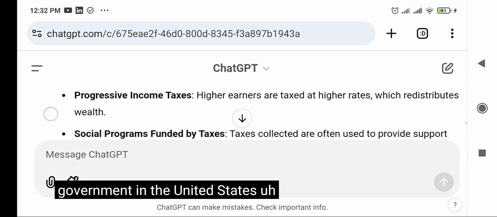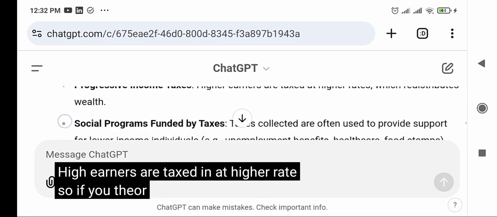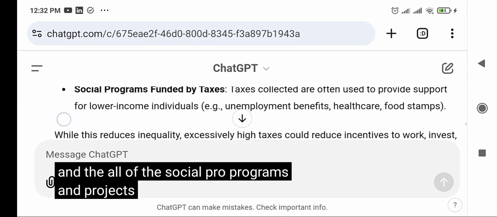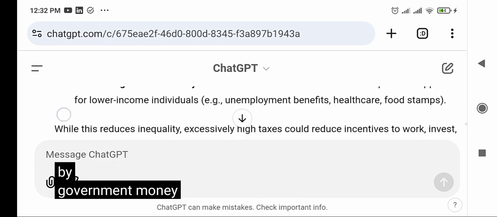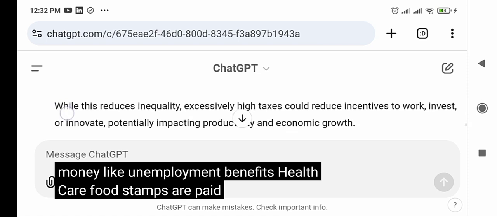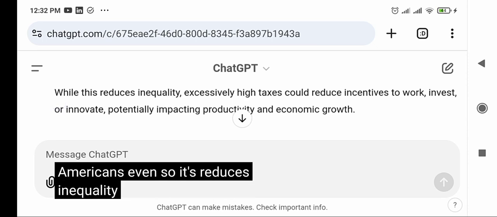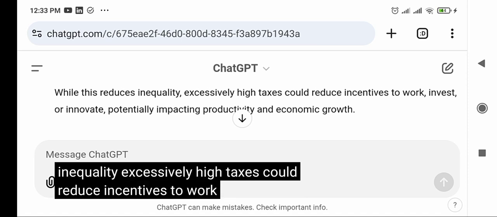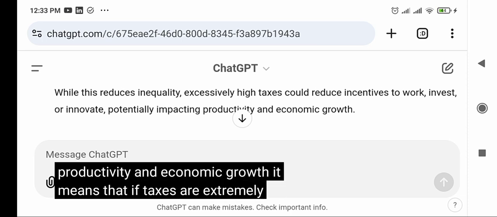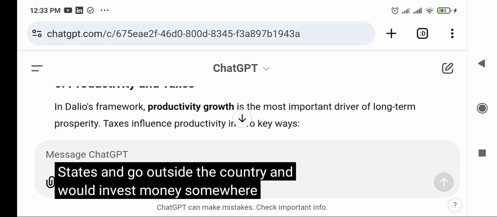In the United States, you have progressive income taxes, where high earners are taxed at higher rates. So in theory, if you make more, you have to pay more. And all of the social programs and projects in the United States are paid for by government money from tax money, like unemployment benefits, healthcare, and food stamps. And the money came from your taxes, young Americans. Even so, it reduces inequality. Excessively high taxes could reduce incentives to work, invest, or innovate, potentially impacting productivity and economic growth. It means that if taxes are extremely high, businesses would leave the United States and invest money somewhere else.